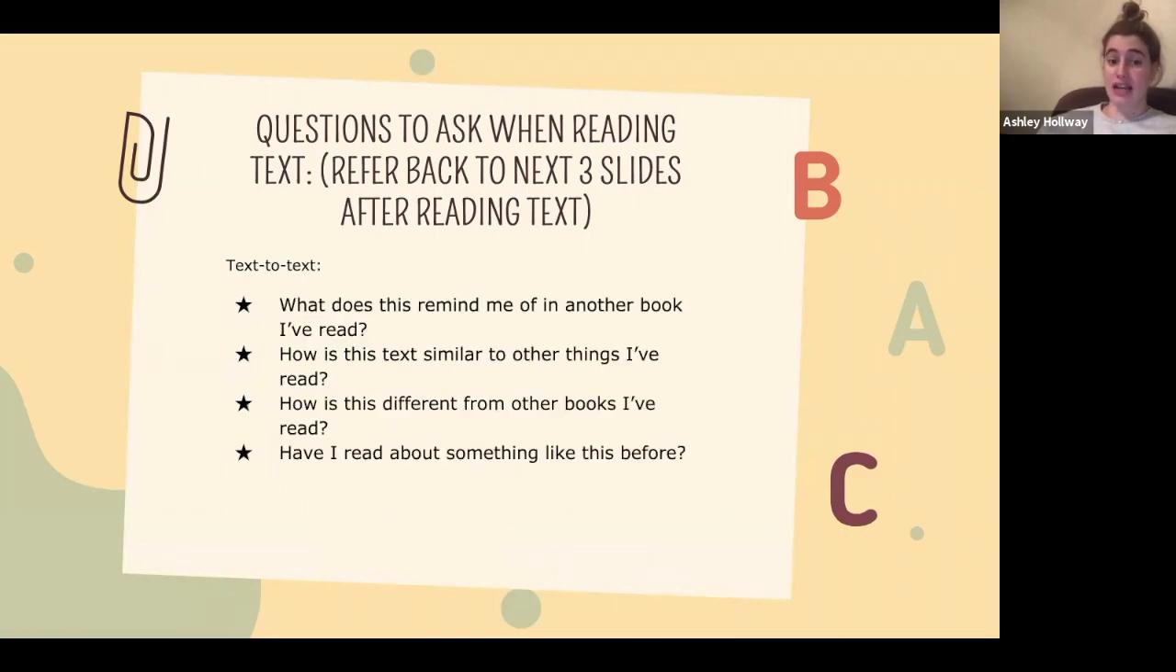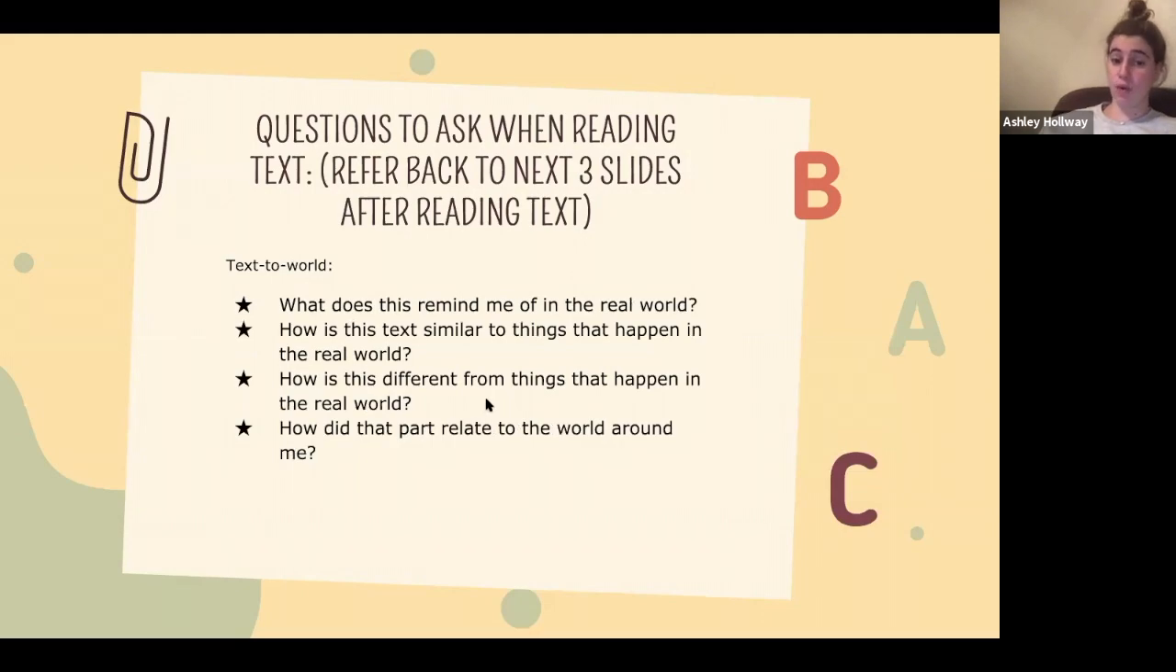The next one is text to text. What does this remind me of in another book I've read? How is this text similar to other things I've read? How is this different from other books I've read? How have I read about something like this before? And then text to world.